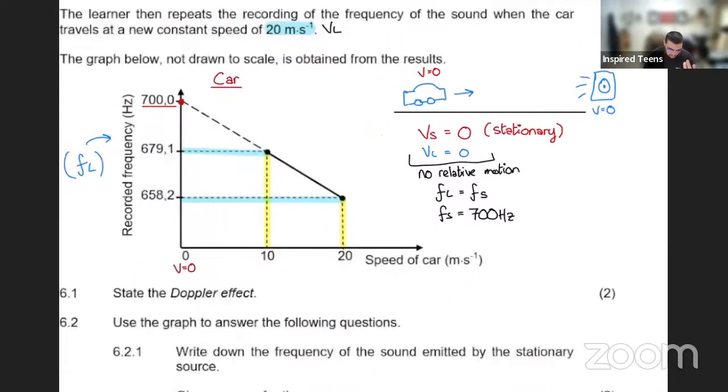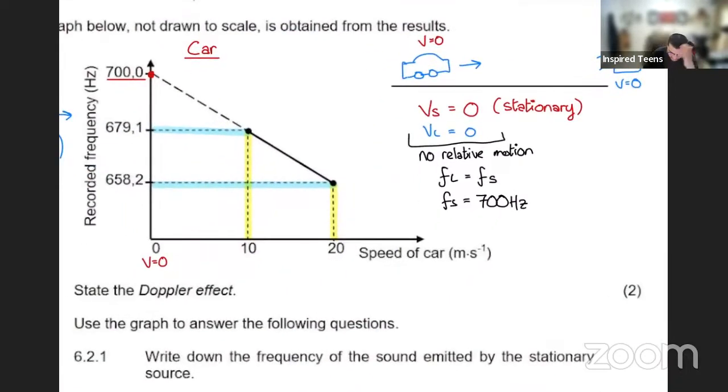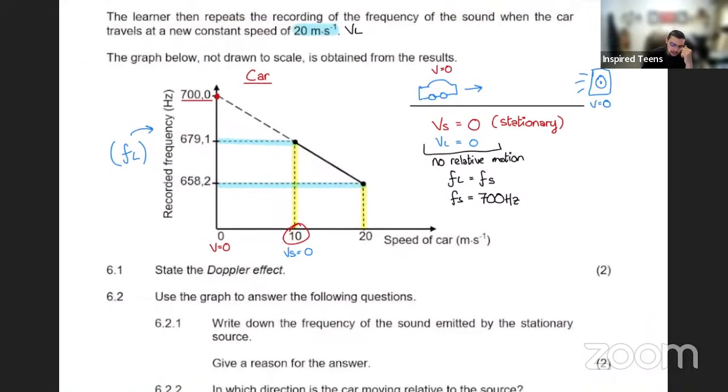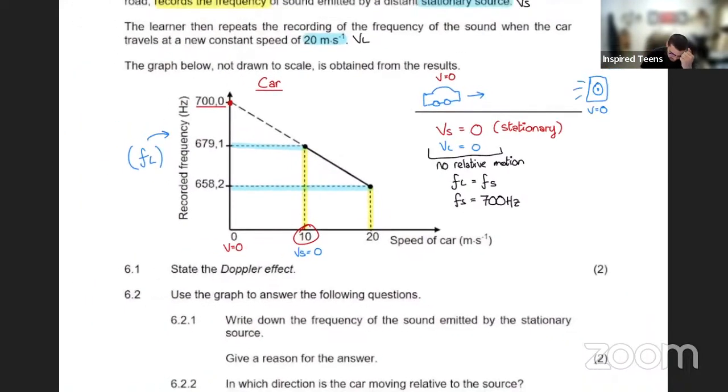Okay, now when we observe the change, right now it's traveling at 10 meters per second. Remember, when the car is traveling at 10 meters per second, the velocity of the source is still 0. So now there is relative motion because one is traveling at 10 meters per second and one at 0. But how do we determine the direction? Because that's actually the first question.